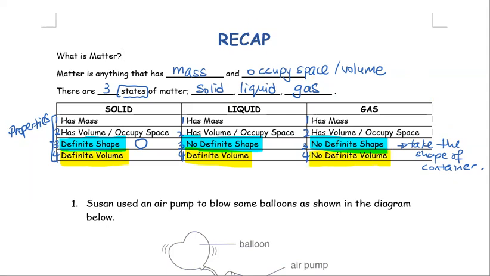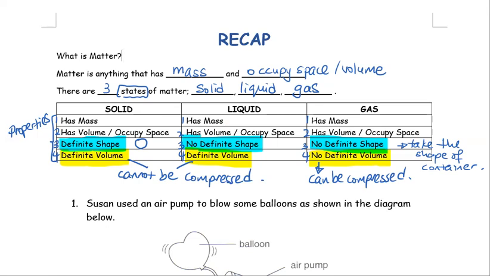It does not have a definite volume. If you have 1000 cubic centimeter of gas, you can compress it into a small container of, let's say, 500 cubic centimeter. The volume is not definite. You can compress it. Because of that, we say that gas can be compressed, and liquid and solid cannot be compressed. Okay, so those are the 4 main properties of solid, liquid, and gases.